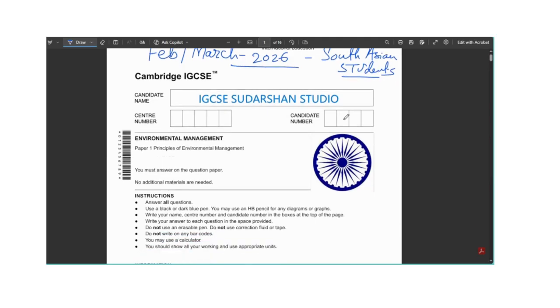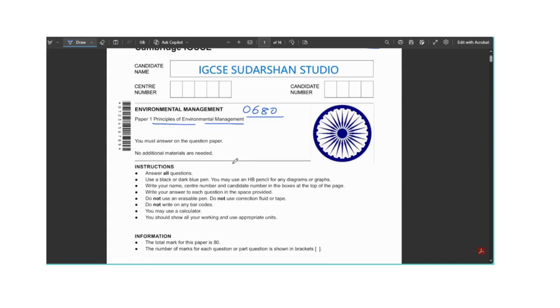The code for our EVM, environmental management, is 0680, and we are starting with paper 1, principles of environmental management. Please remember, wherever there is a diagram, explanation of the diagram, or a graph, use only HB pencil. South Asian students, please use only blue pen. Do write your name, center number, candidate number. Use the space provided at the end of the question paper. Do not use any correction fluid or tape. Don't write anything on the barcode.